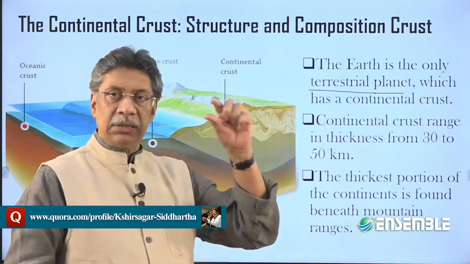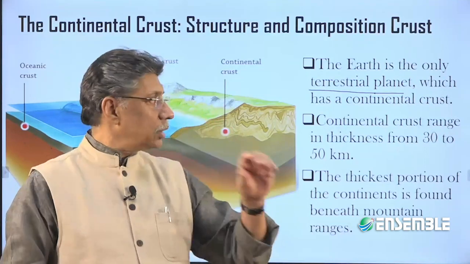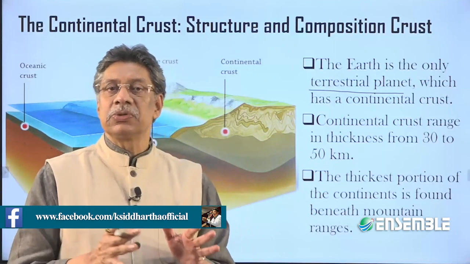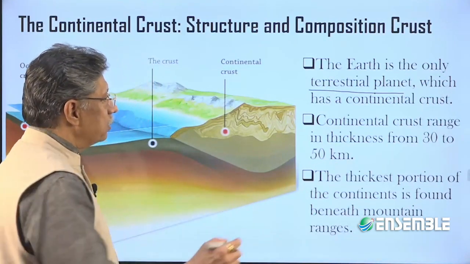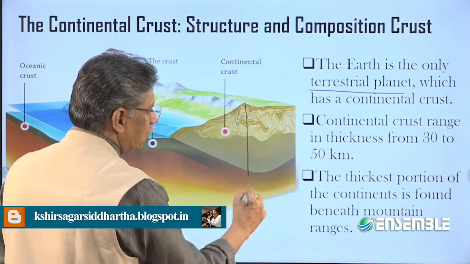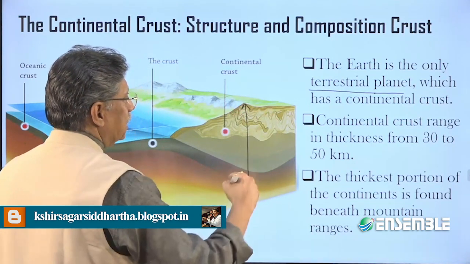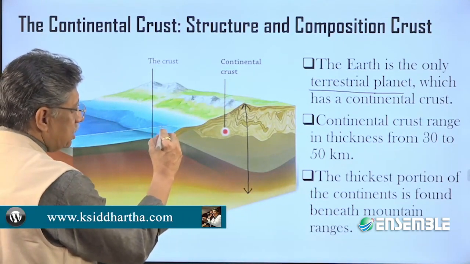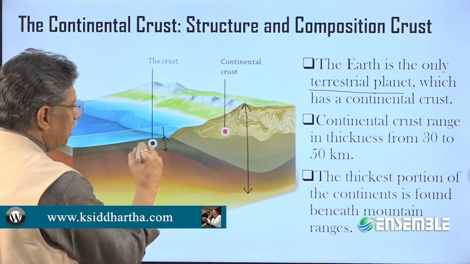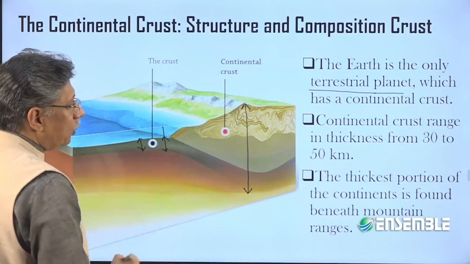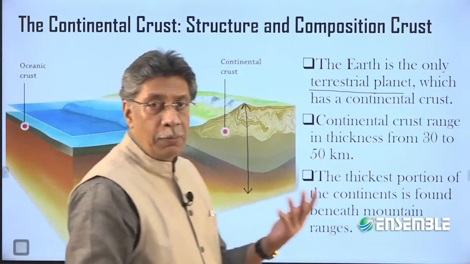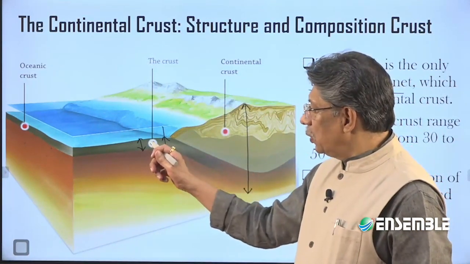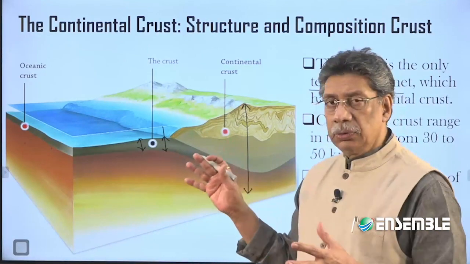Continental crust is the upper portion. It is going to be 30 to 50 kilometers thick, and its thickness varies. For example, beneath the mountains its thickness can be very high. While when you take a look at the ocean crust, it's hardly thick. You can always make a comparison between the continental crust and the oceanic crust, how thick or thin it is going to be.